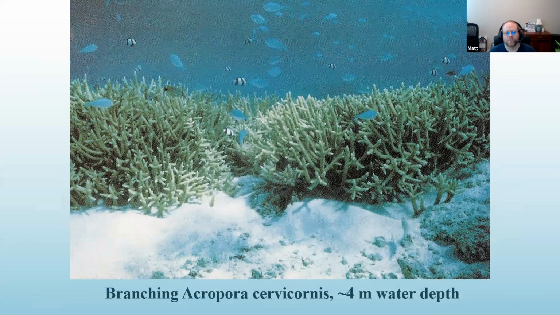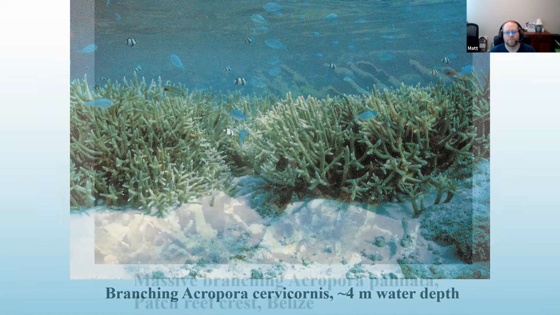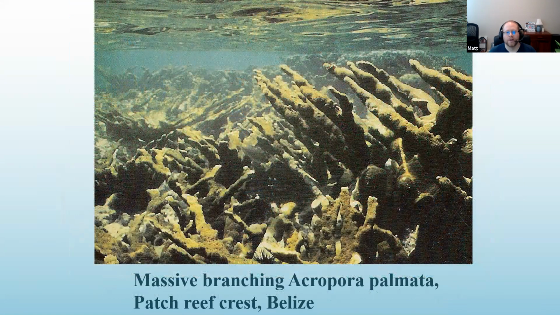This is Acropora cervicornis, one of the two major reef-building coral species found in the Caribbean. And then Acropora palmata, the other primary reef-building species.